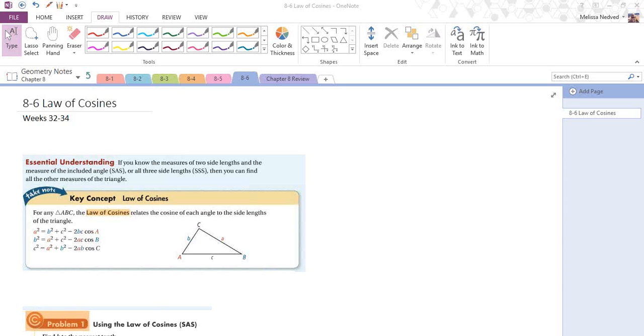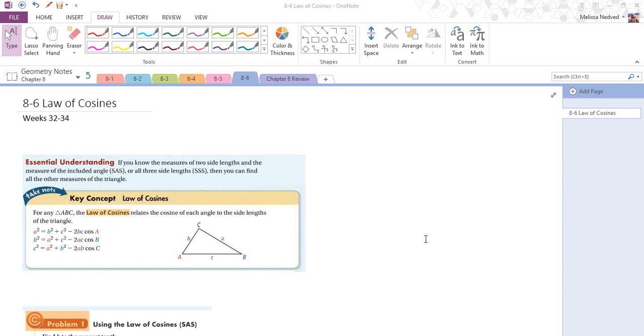Our last section of Chapter 8 is called the Law of Cosines, and it's similar in use to what we did in Section 5, the Law of Sines, in that it can be used when we're working with triangles that are not right triangles. So unlike the rest of our chapter where we looked at right triangles, Pythagorean theorem, SOHCAHTOA, we used those two things to find side lengths and angle measures in right triangles. Law of Cosines can be used to find side lengths and angle measures when we don't have a right triangle.